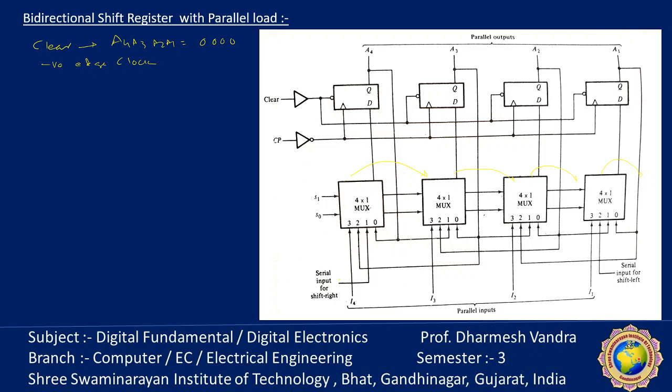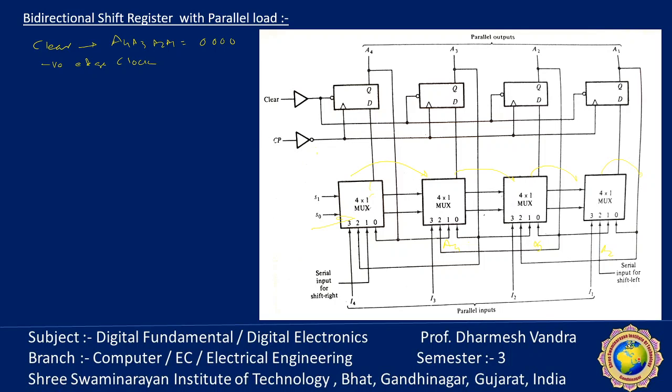So first is the SI input here. Now what is the next one? The next one is the output of the first one, A4. So this is A4. Here it is A4, here it is A3 and here it is A2, and A1 works as the serial output.